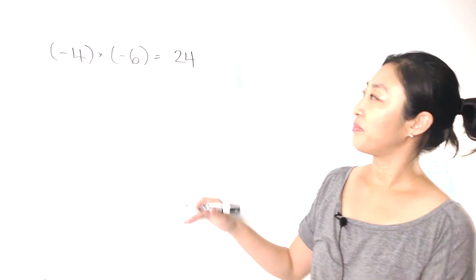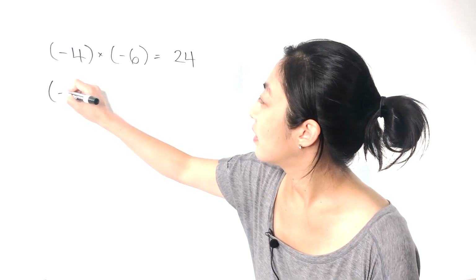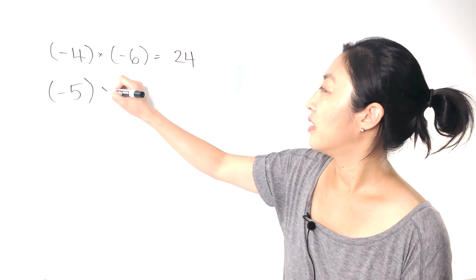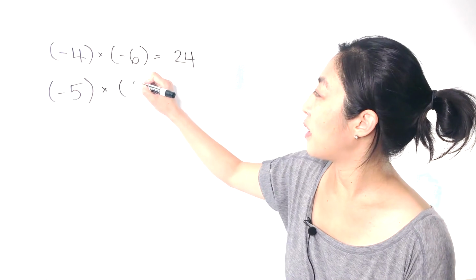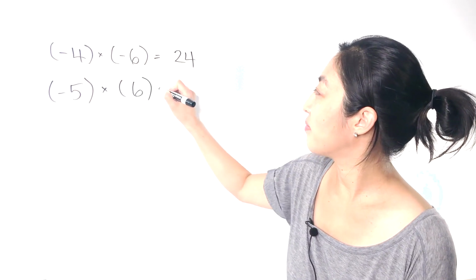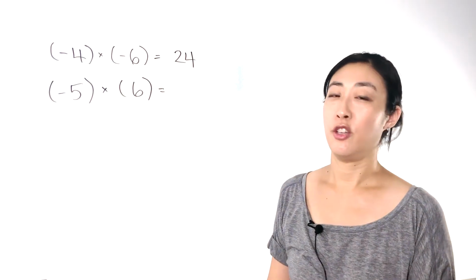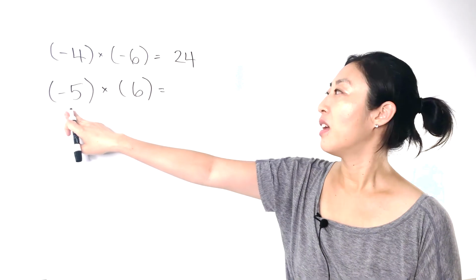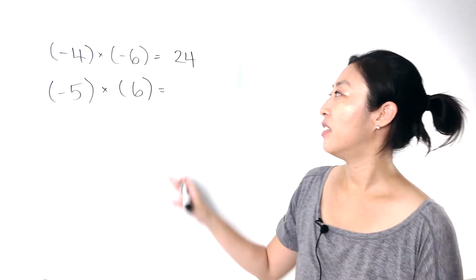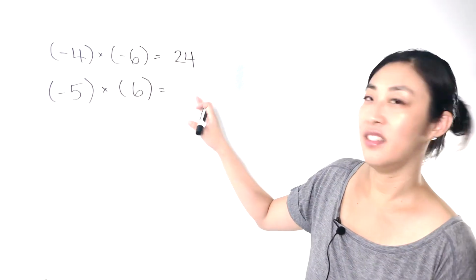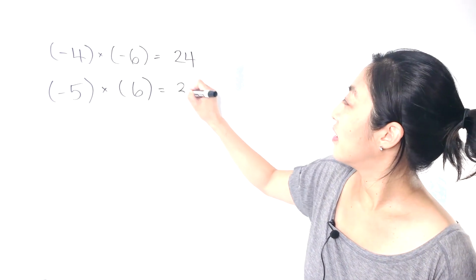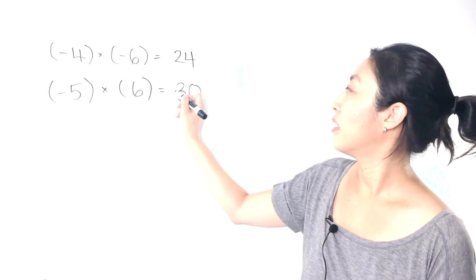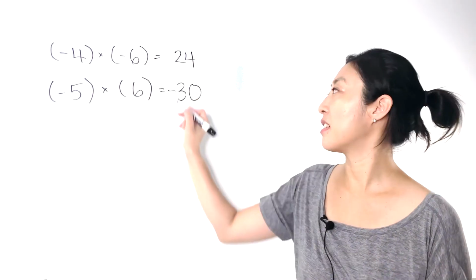Let's try another one. -5 times 6. First, we count the number of negative numbers. 1. Since that number's odd, that means our answer is negative. 5 times 6 is 30, but our answer is negative 30.